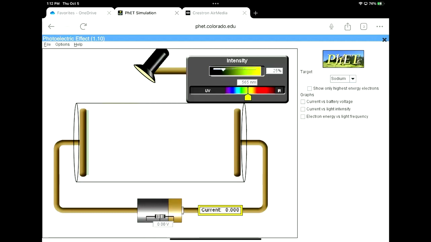Even if I make the intensity crazy high, remember, intensity does not change the energy of the photon. All it does is change how many photons are hitting it. So I just have all these low energy photons hitting the metal surface. They're not ejecting anything, no matter how intense I make the light. The only way to get electrons ejected is if I change the energy to be high.